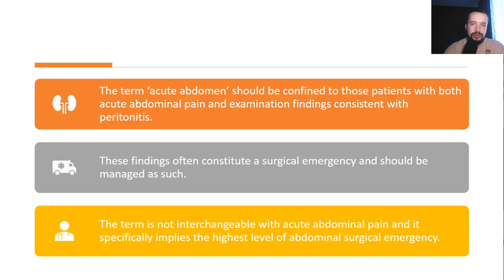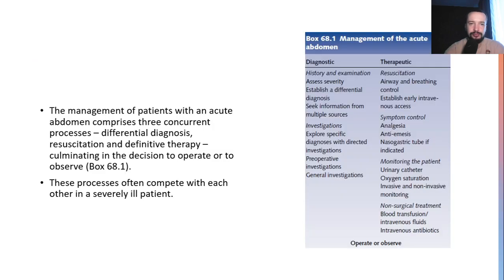The term acute abdomen should be confined to those patients with both acute abdominal pain and examination findings consistent with peritonitis. These findings often constitute a surgical emergency and should be managed as such. The term is not interchangeable with acute abdominal pain, and it specifically implies the highest level of abdominal surgical emergency. The management of patients with an acute abdomen comprises three concurrent processes: differential diagnosis, resuscitation, and definitive therapy, culminating in the decision to operate or to observe.